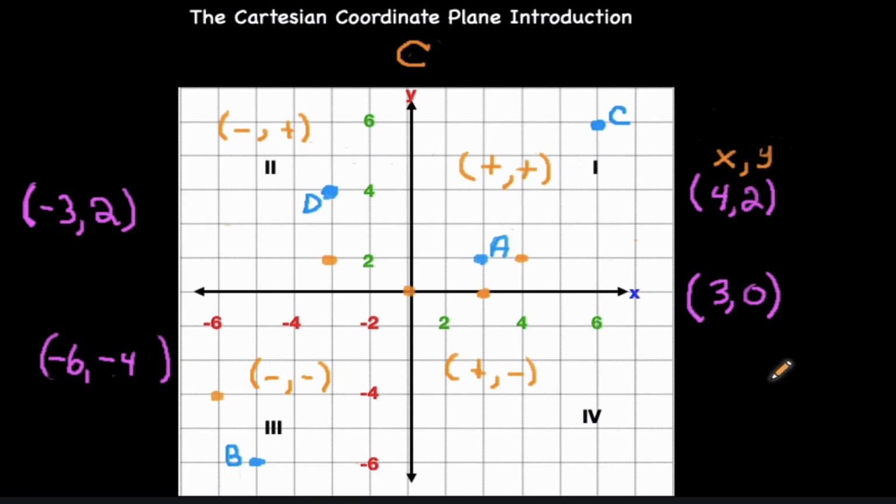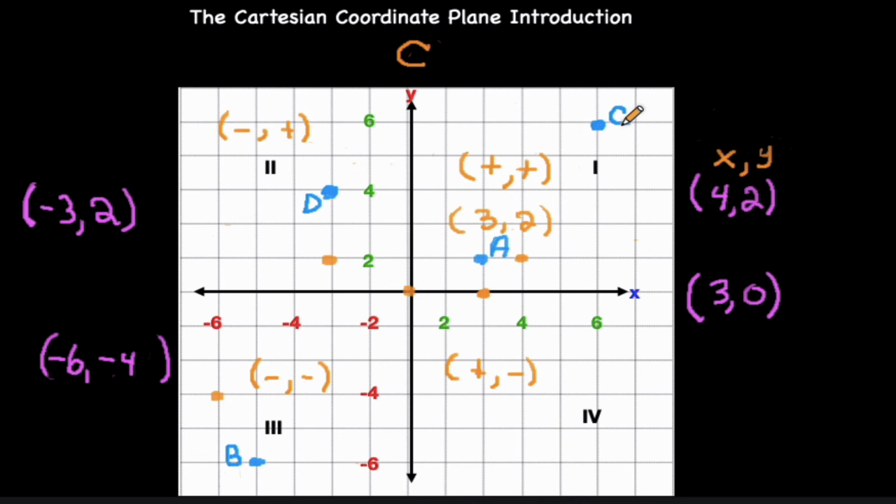Okay, so now let's go ahead and determine what these points are that are represented by letters. So let's go ahead and start with A. So if we take a look, let's start from the origin, and if we move over, so this is 3, all right, and if we move up, it's at 2. So 3, 2 is our point for A. And notice that both numbers are positive, our x coordinate as well as the y coordinate.